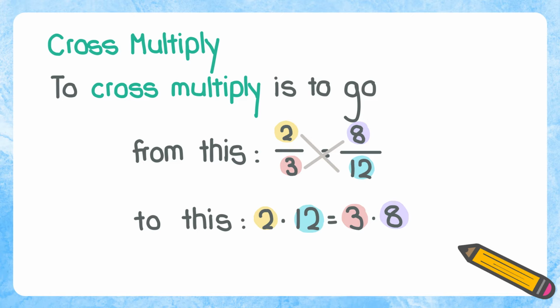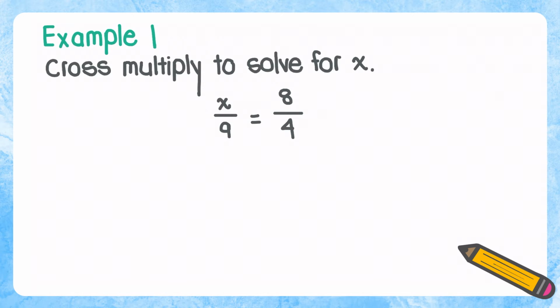I draw these diagonal lines to cross multiply. And notice how the equation is still true because 2 times 12 equals 24, as well as 3 times 8, which also equals 24. So today we're going to use cross multiplication to solve for variables. Here's our first example. Cross multiply to solve for x.